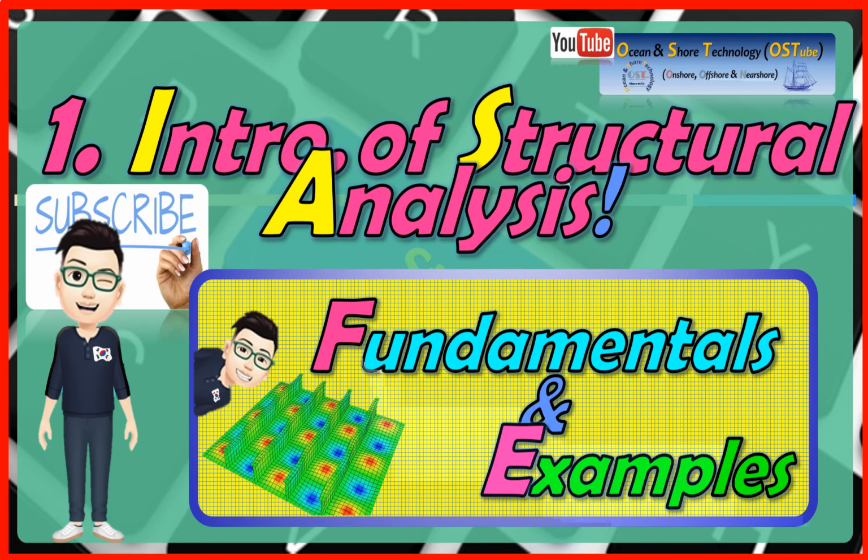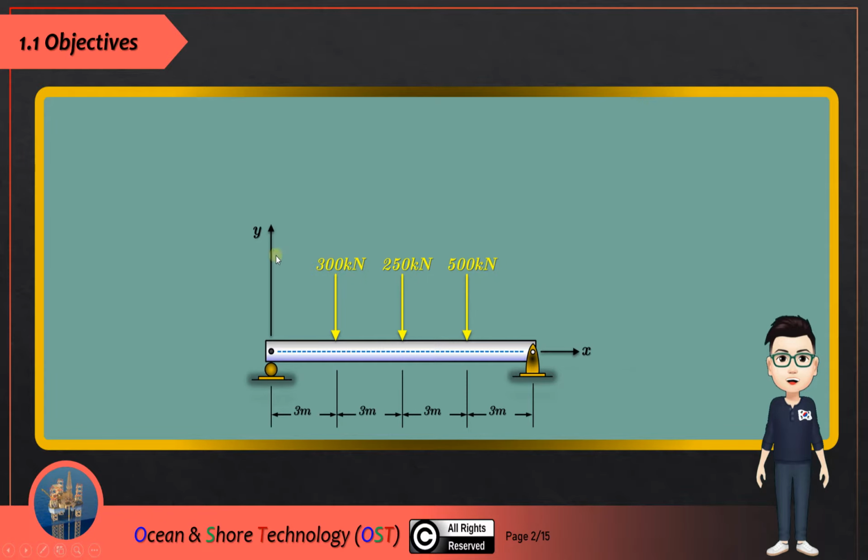Hello everyone, today we are going to discuss a brief introduction to structural analysis. As you can see here, we have a simple beam structure subjected to three different point loads, and you can see the boundary conditions here: the roller on the left-hand side and the pin on the right. This is what we call the pin simply supported boundary condition.